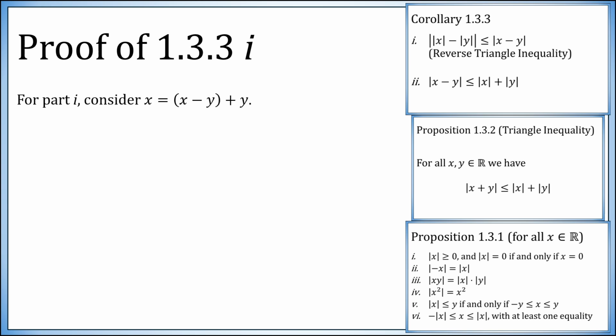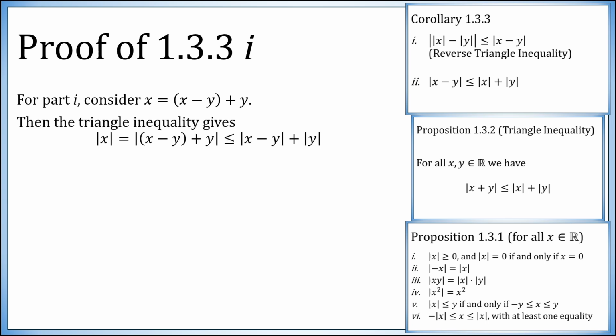Note that x is x minus y plus y. So apply the triangle inequality to that. The absolute value of x is equal to the absolute value of, well, this is just x, but now I have one number plus another. So I'm going to split it up according to the triangle inequality. The absolute value of one number plus a second is less than or equal to the absolute value of the first plus the absolute value of the second. Now we just move some terms around.